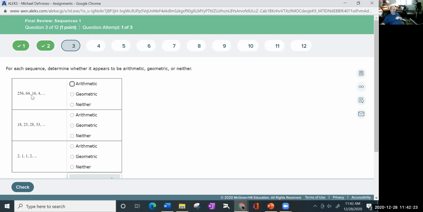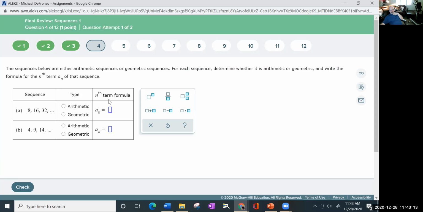On the next one, they're either arithmetic or they're geometric. We got to determine which it is, and then we got to write the formula, the explicit formula. It doesn't say which kind of formula, it's always the explicit. Recursive will always say recursive. So here, 8, 16, 32 appears to be multiplying times 2 each time.